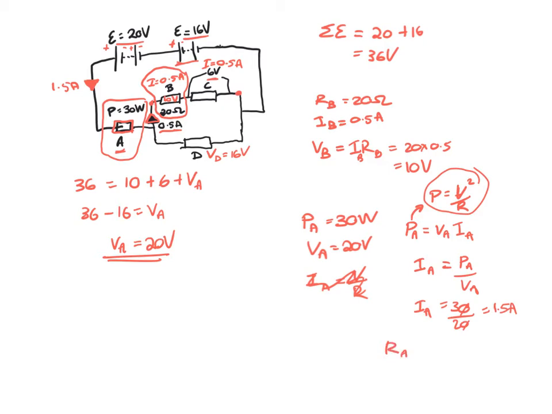Resistance of A is equal to V of A over I of A. And that will be, what was the V of A? That was 20 volts divided by 1.5.